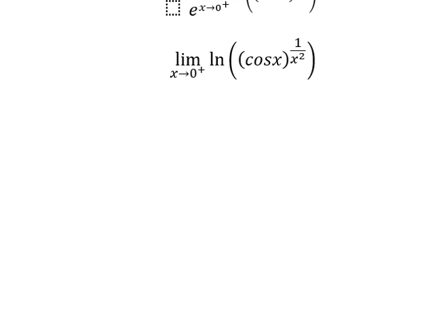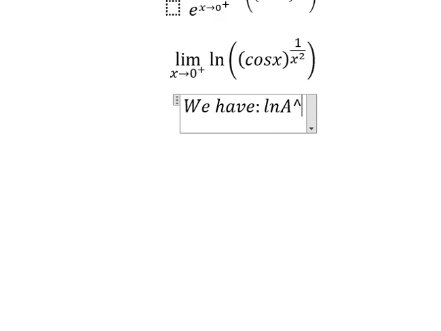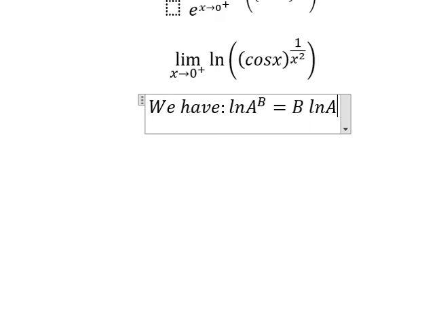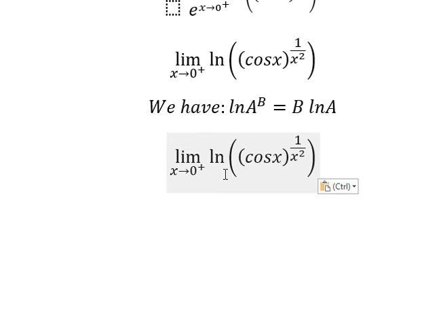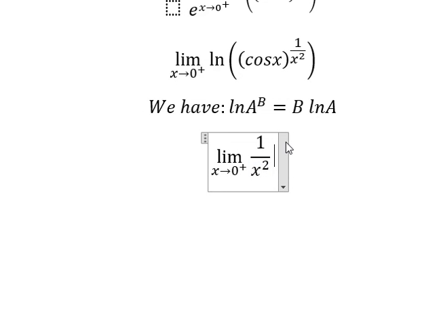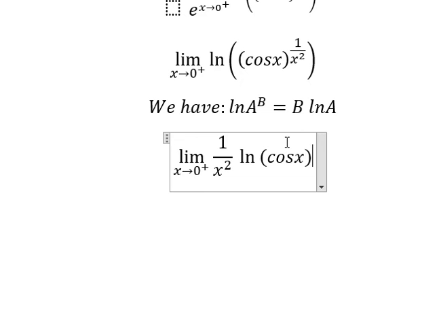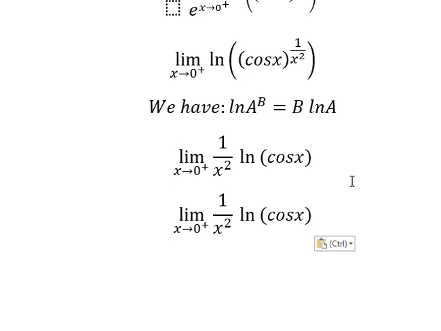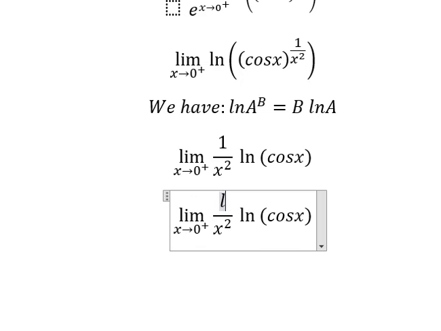Next, we have the second formula in here: f(x) to the power of b equals b f(x). So capital A, that is about cosine x. Capital B, that is about 1 over x squared. And now we need to transform this one into this one. So I will put this one goal here.